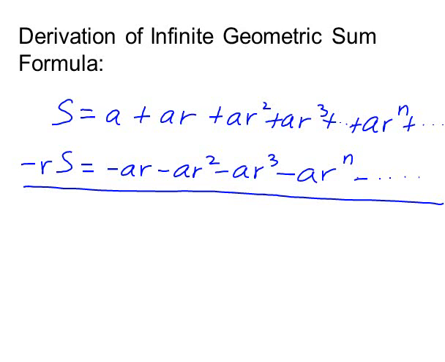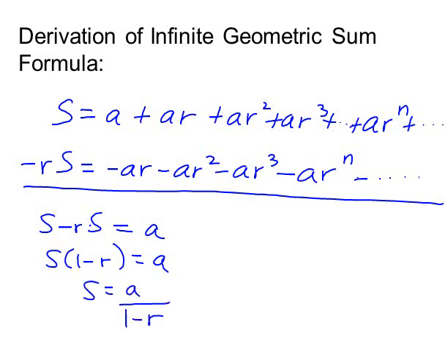And then add the two equations together. So on the left side, I get s minus r times s, and on the right side, everything cancels out except the first term a. Factor out the s from the left side, and then divide by 1 minus r to isolate the s. So the sum of the infinite geometric series with first term a and common ratio r is a divided by 1 minus r.